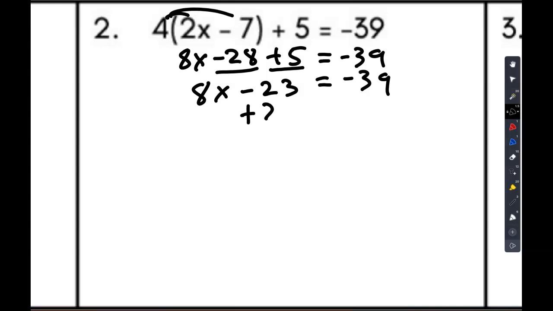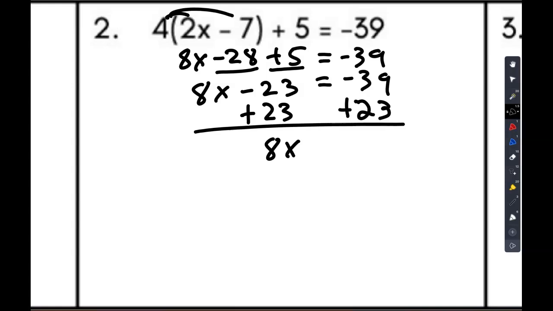All right, we're adding 23 on both sides. I get 8x is equal to negative 39 plus 23, negative 16. Then divide by 8. And x is equal to negative 2.